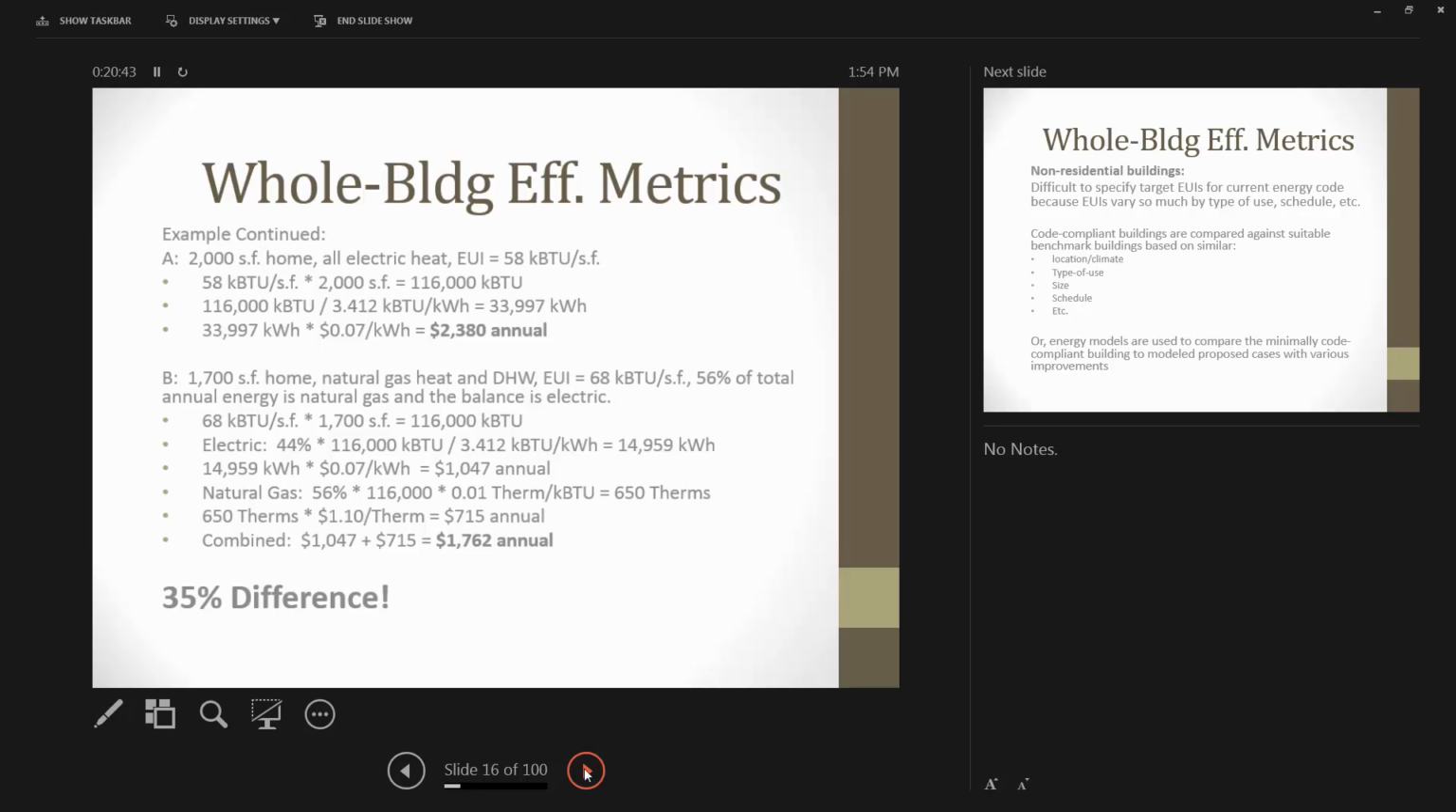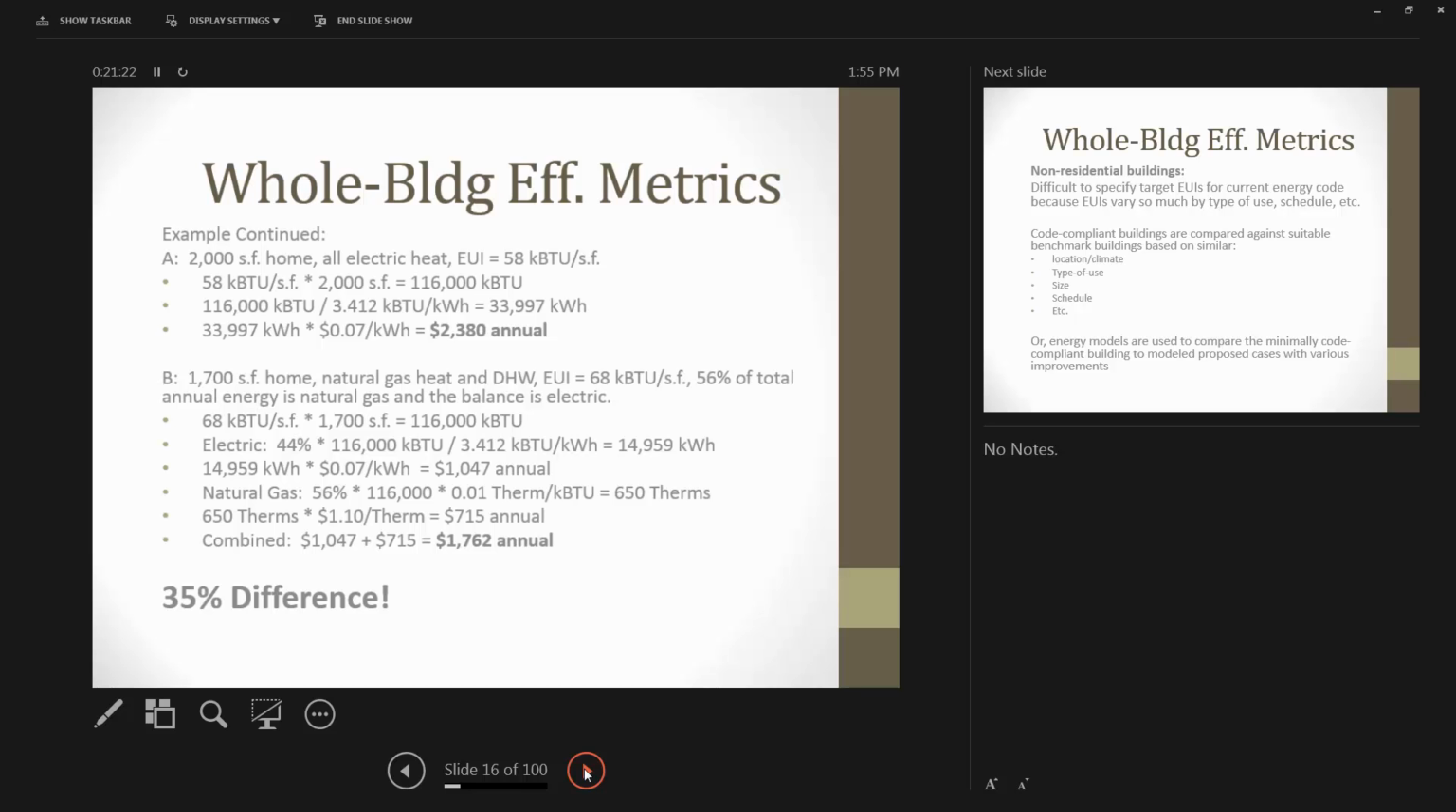The EUI is 68, we've got 1,700 square feet, so we're at an annual energy usage of 116,000 kilo BTUs. So we take 44% of that, 116,000, and then divide that by 3,412 BTUs in a kilowatt hour. So we come out to 14,000 kilowatt hours. 14,000 times 7 cents a kilowatt hour is $1,047 annually. So that's the electric use of the house.